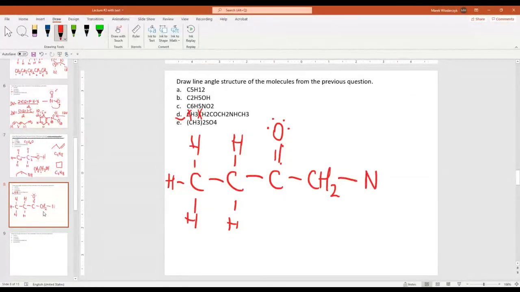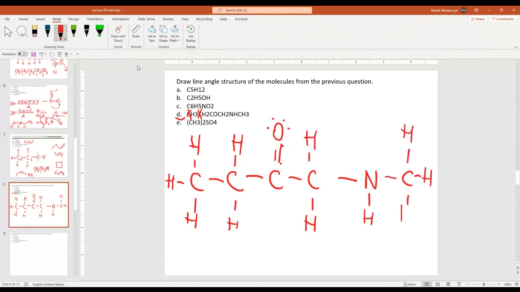Okay, so you have N and H. Let me correct it here for the hydrogens. I'm just going to draw them, okay? And we have NH, and this nitrogen is connected to CH2 and then CH3 on the other side. So C, H, H, H. Are we done here, or is there something missing in this Lewis structure?